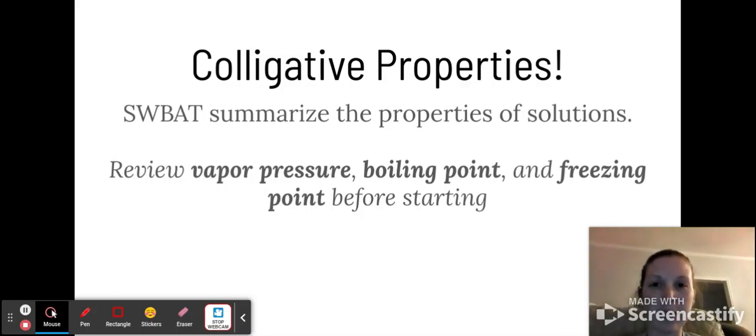Hey everybody, this is our lesson on colligative properties, and by the end of this lesson you should be able to summarize the properties of solutions. Before we get started though, make sure you review vapor pressure, boiling point, and freezing point. This lesson is very easy. It's not a hugely tested area other than just knowing the relationships, so this one should go pretty quickly.